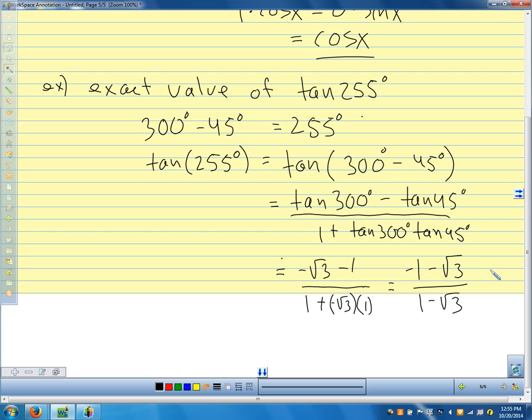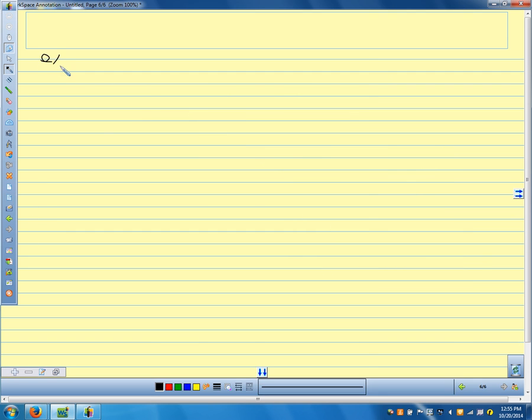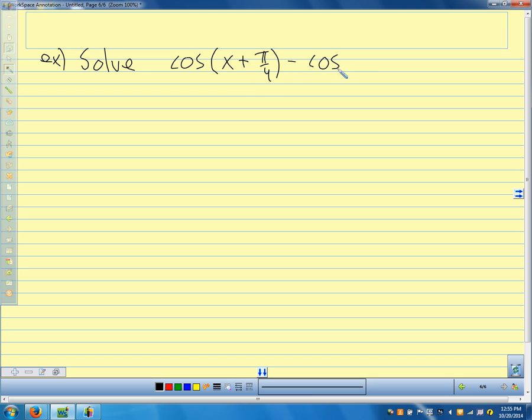Okay, I've got two more examples that I want to go through. We'll use our identities to solve cosine of x plus pi over 4 minus the cosine of x minus pi over 4 equals 1. The way that we solved equations before, we really couldn't do anything with this. But now we have our sum and difference formulas. We can use our cosine sum formula here and our cosine difference formula here and see if that leads us anywhere.